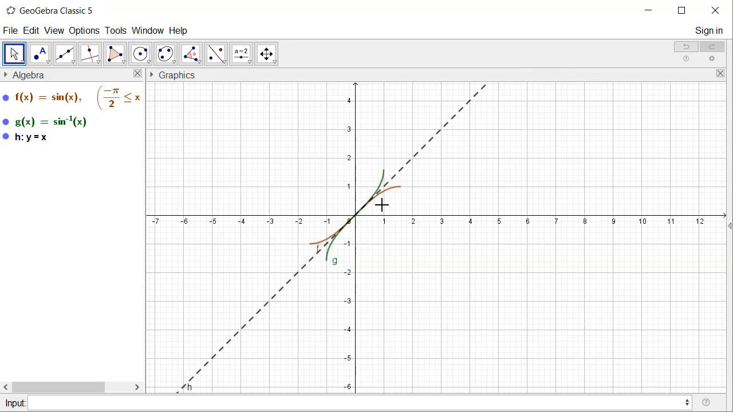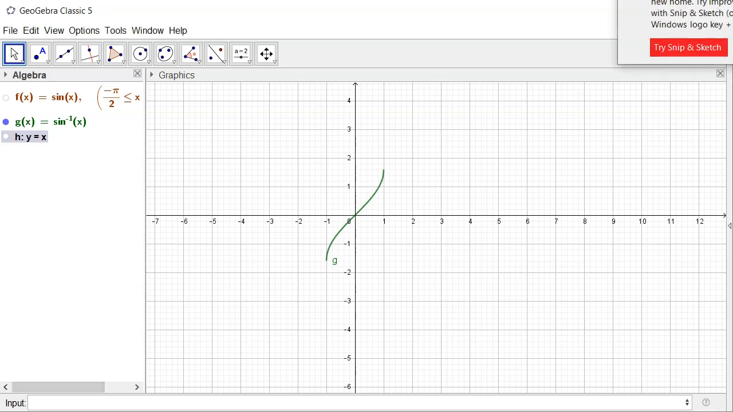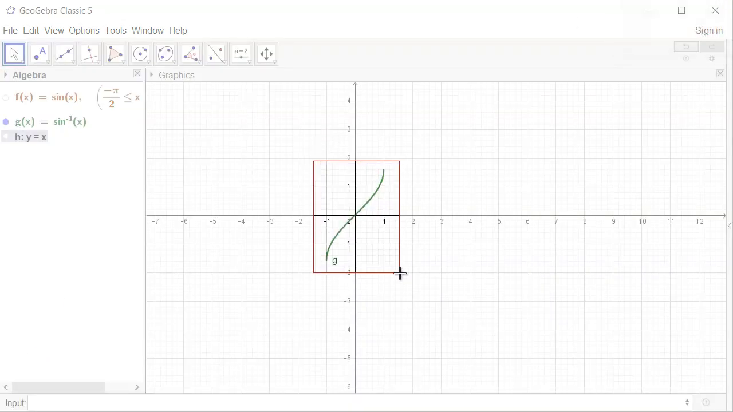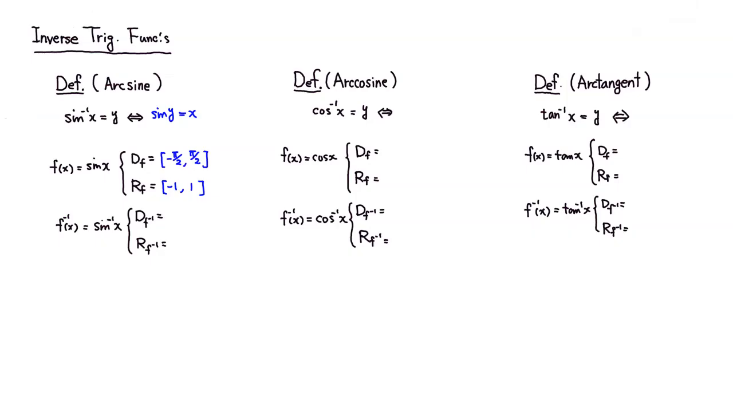You can see the symmetry about y equals x. This is the original sine function with the restriction on the domain, and reflected over to the other side, the green is the graph of arc sine. Let's take a picture of this and throw it in here, so that we can remember what it looks like.